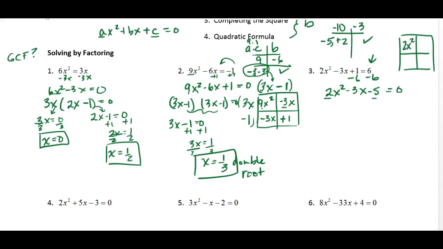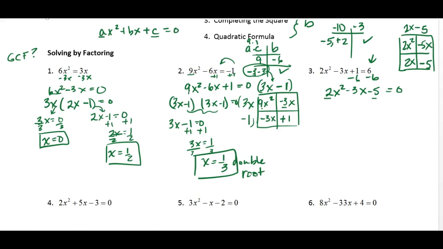X squared goes in the top left, and then the minus 5 goes in the bottom right. Here's my 2 factors, so I can put negative 5x and 2x. And then I do greatest common factor by row and by column. So here's my first column, so this is 2x. And this would be 5, negative 5.